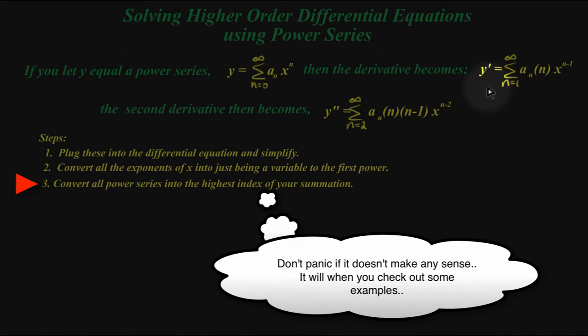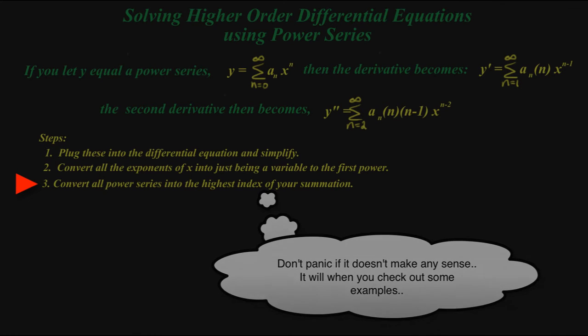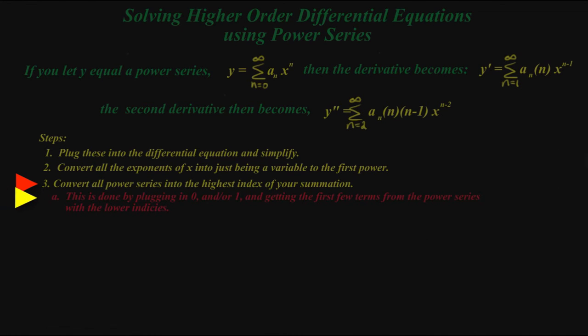So this will take a little bit of practice, as everything else, but you're going to be plugging your values again into your power series to try to get the first few terms out so that you can match with the highest index that you have. Again, it's crucial to first switch them to x to the k, or the same variable to the first power. When you do that, the indices change.